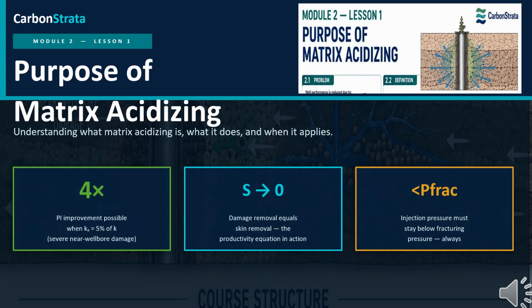Now look at the constraint. Below fracture pressure. That is not optional. Cross it, and you change the entire process. This lesson is simple. What matrix acidizing actually does, where it works, and when it should never be used.